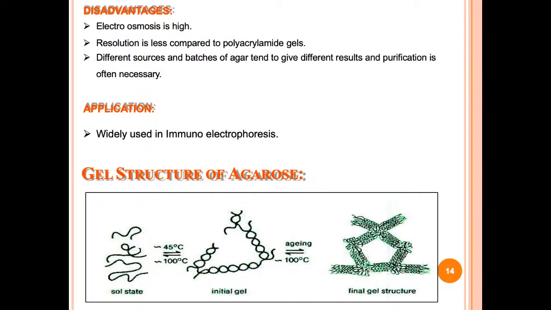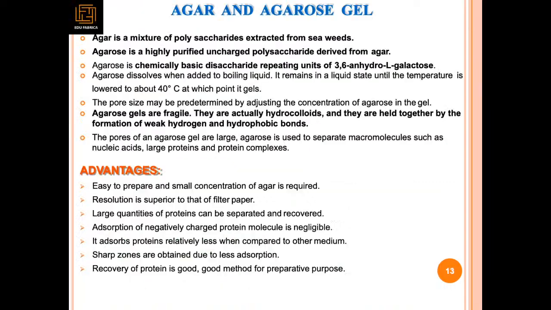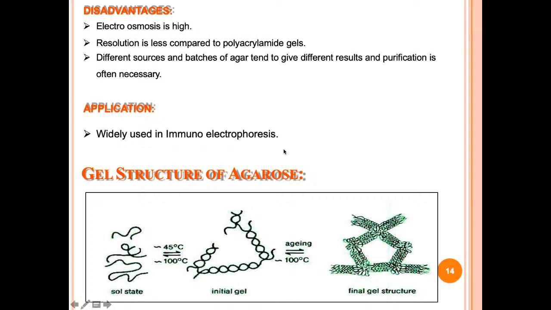Some disadvantages: electroosmosis, and resolution is quite less as compared to polyacrylamide gel. The advantages are that resolution is superior to filter paper, which we saw previously. Sharp zones are obtained. Recovery of protein is good. It is easy to prepare, a small concentration of agar is required, so it is not so expensive. And beyond that, it is also used in immunoelectrophoresis.